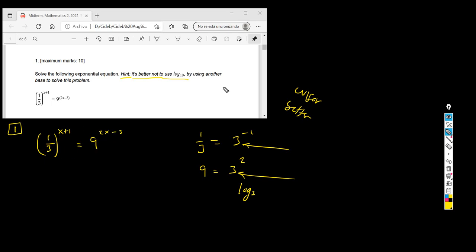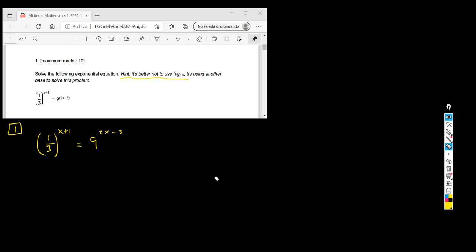Nevertheless, I'm going to explain to you how you can use logarithm base 10. It's completely irrelevant what logarithm you use. It really makes no difference. I'm just telling you it's a little better to use logarithm base 3. So I'm going to begin with that. I'm going to write using logarithm base 3.